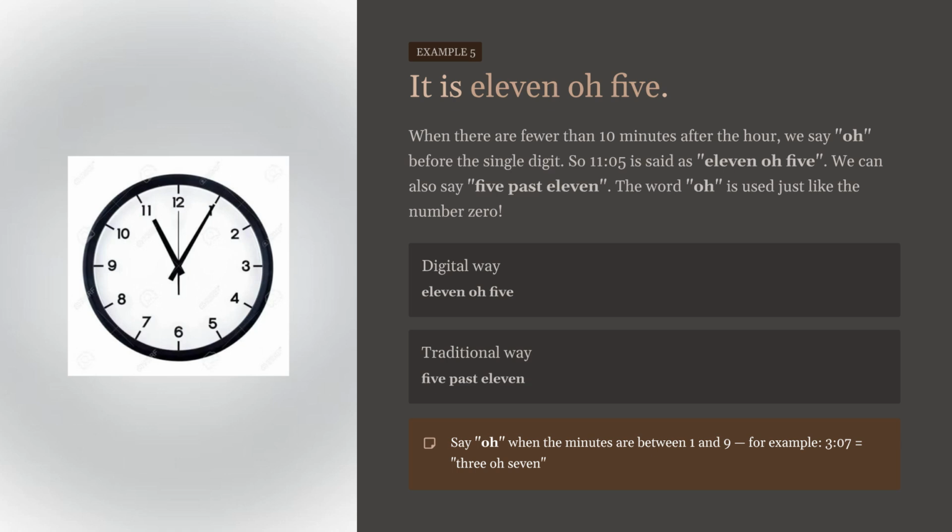Example 5. It is 11:05. When the minutes are between 1 and 9, we say O before the number. So 11:05 is 11 O 5. We can also say 5 past 11. Remember, say O for single-digit minutes.